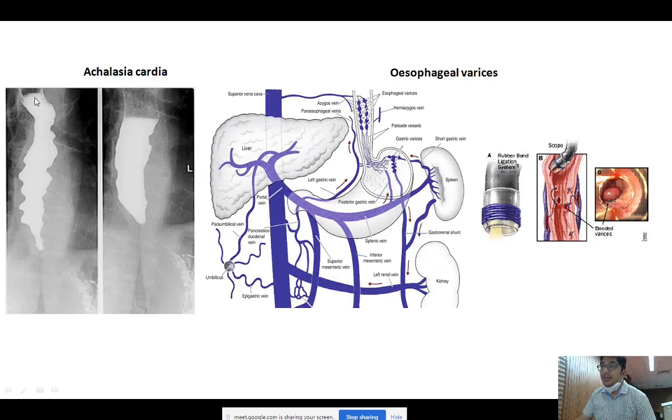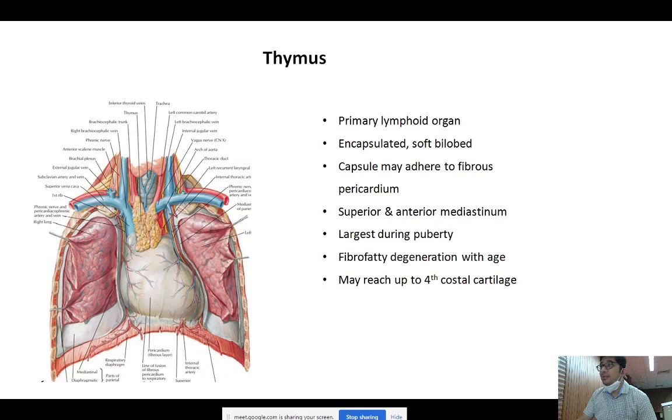This is the barium swallow, a dye which is ingested, and a picture is taken to see the condition of the esophagus. Now you can see the dye is not going down. There is an area where the dye is getting blocked, and this identifies a condition known as achalasia cardia, where there is neuromuscular incoordination of the muscles of the esophagus. So these are the two clinical anatomy points of the esophagus.